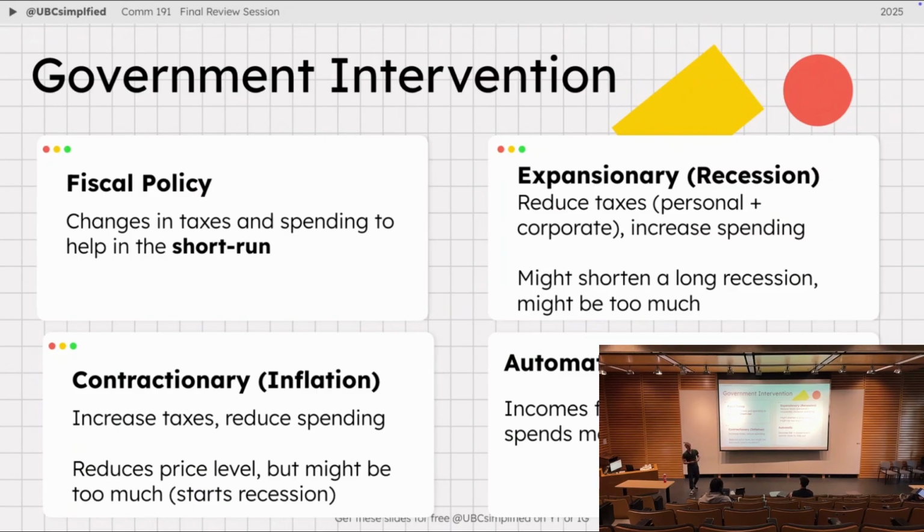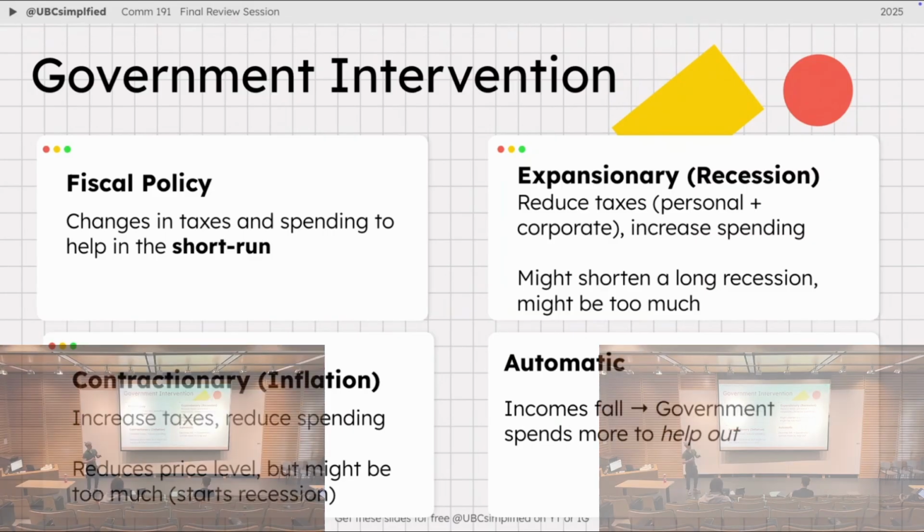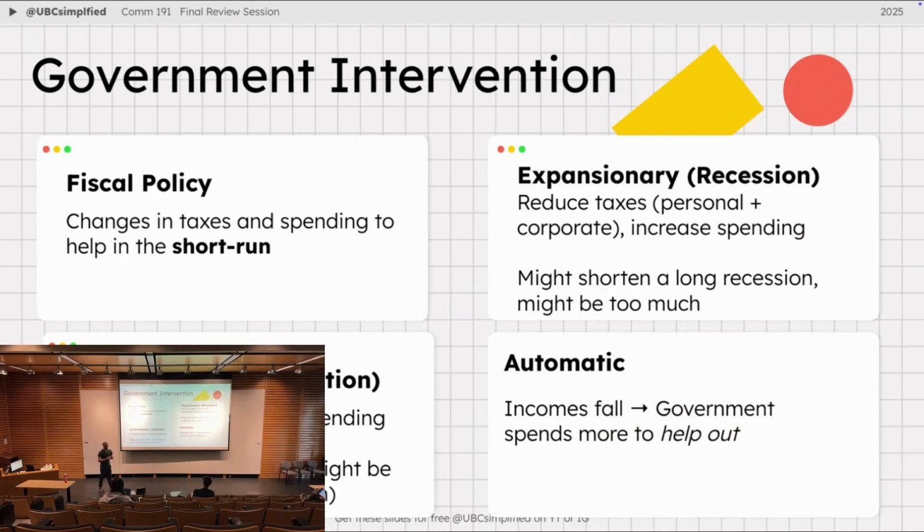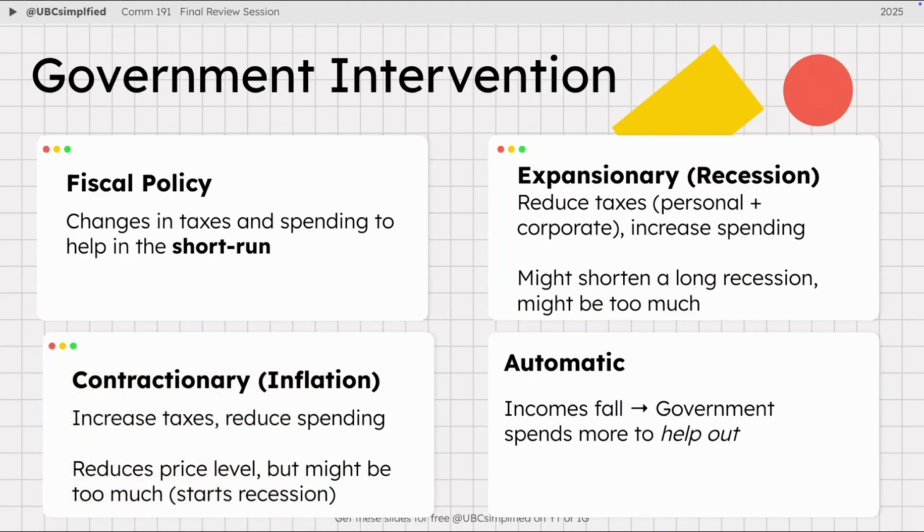And then the last type is automatic. So if our income is reduced, right, recessionary gap, then everyone's making less money, so the government will spend more money to help out the people who are now making less money. So if you were making like $10,000 and now you're making $5,000, the government will be more inclined to spend a bit more money on welfare or other things to help you out, and that additional spending automatically will increase G, which will increase aggregate expenditure, which can help shift to close the gap. And those are automatic stabilizers.